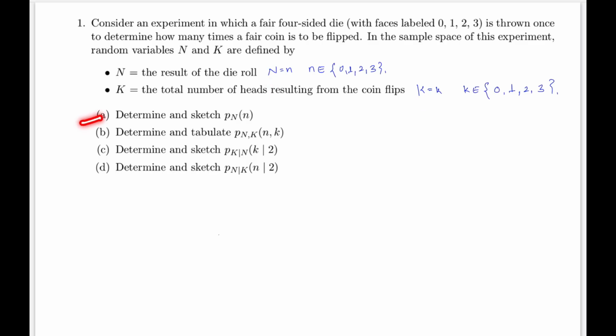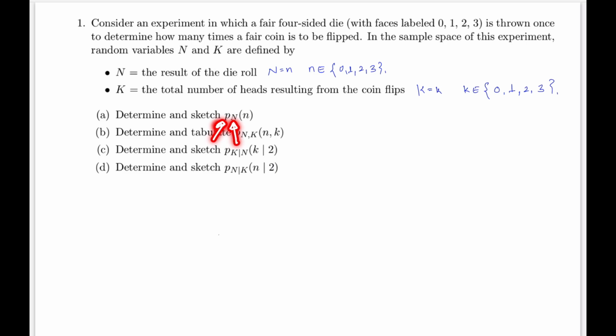Coming to part A, determine this probability. First of all, you have to recognize what this notation is. This small p means we are talking about the probability mass function in the case of a discrete random variable, and this subscript written here is capital N.